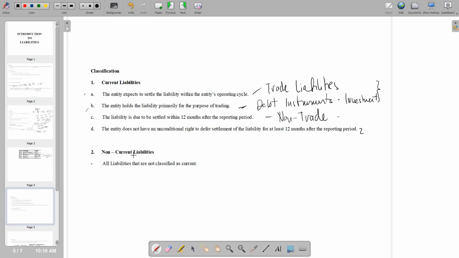Okay? Next, we have non-current liabilities, the second classification. There is no definition for non-current liabilities. So it is just a residual definition. This means that if the liability does not comply with one of the following, then therefore that is automatically non-current. Okay?